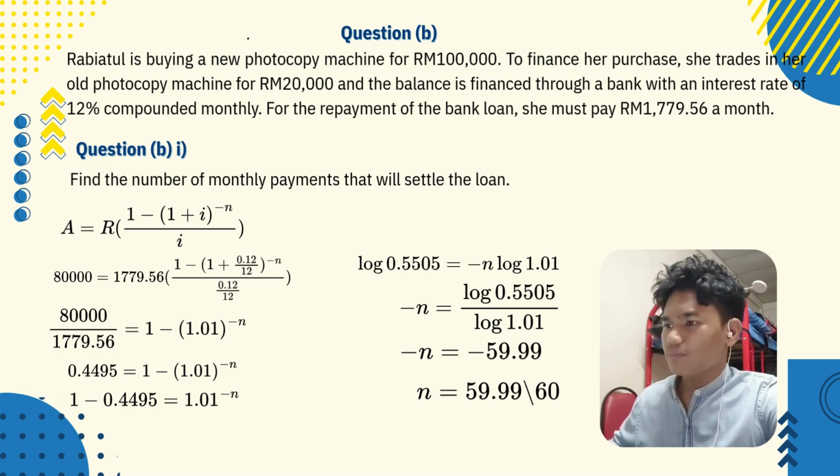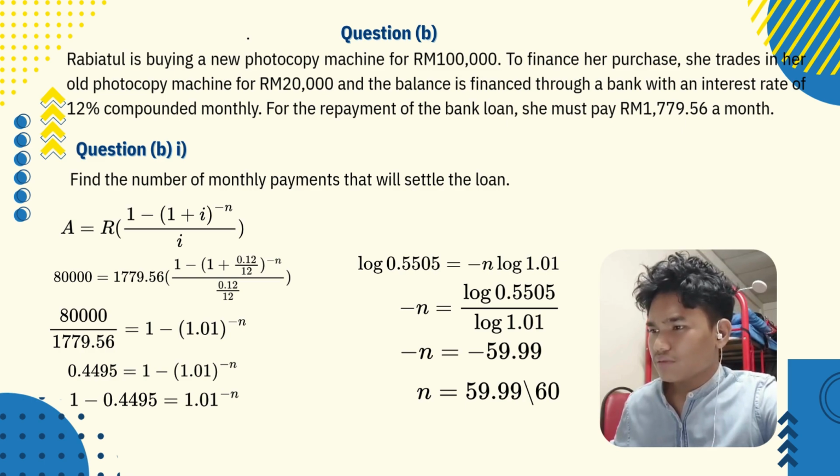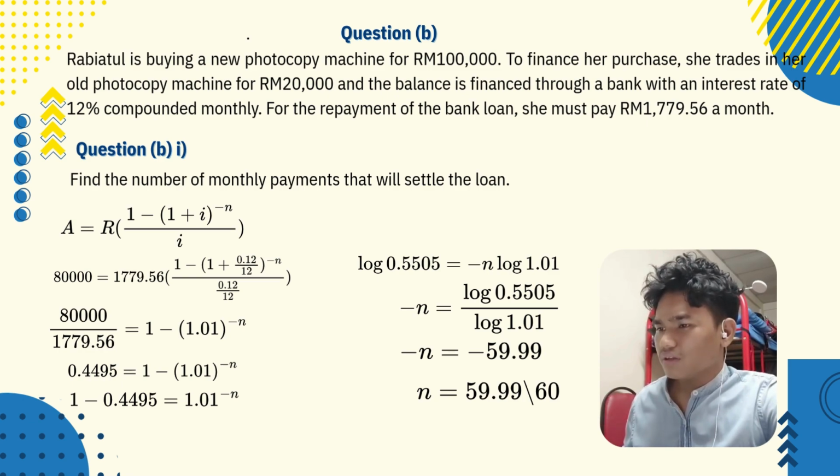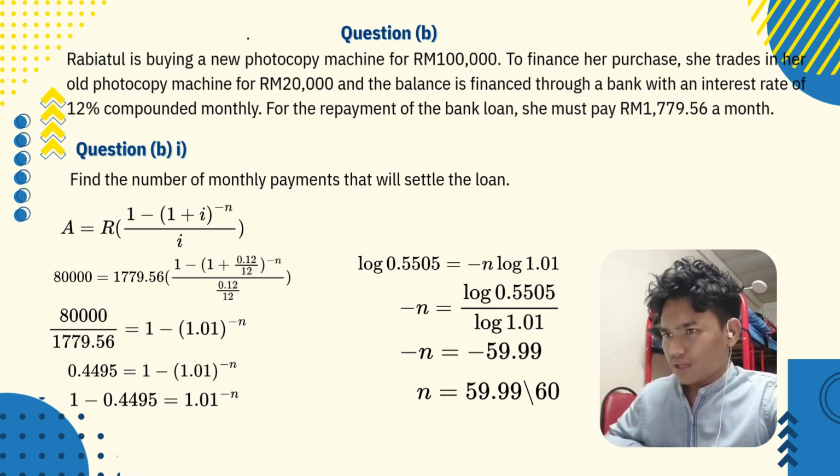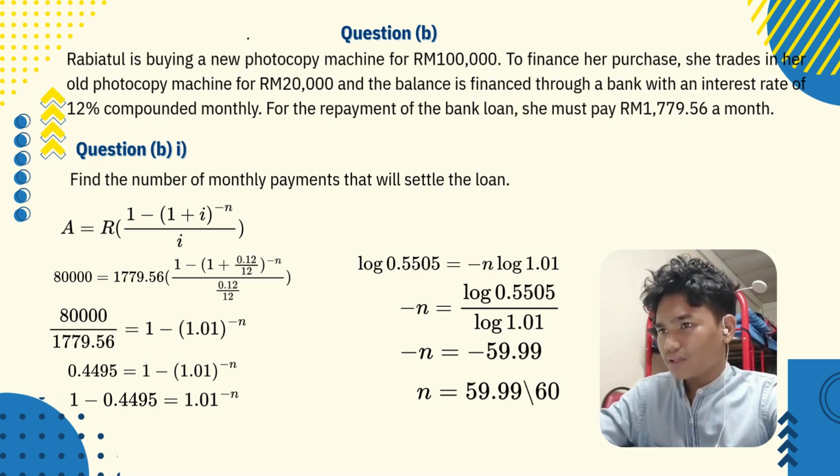After the calculation the answer will be 1 minus 0.447095 equals 1.01^(−n). And after that, we need to use log in order to find the number of monthly payments that will settle the loan, and it will be log 0.5505 equals −n log 1.01. After the calculation the answer will be n equals 59.99, or 60 after rounding the number.